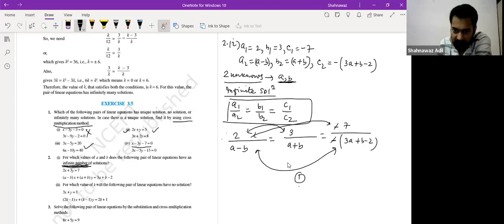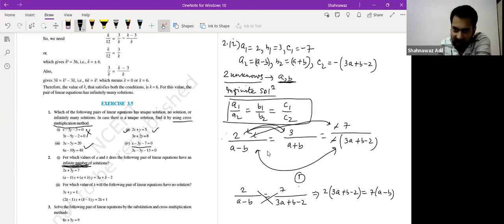So why with 2 and 3? This looks like a simple equation, right? So let's take this one and this one. 2 by a minus b is 7 by 3a plus b minus 2, so this becomes 2 into 3a plus b minus 2 and 7a minus 2. I chose this one because this will give a simpler equation.